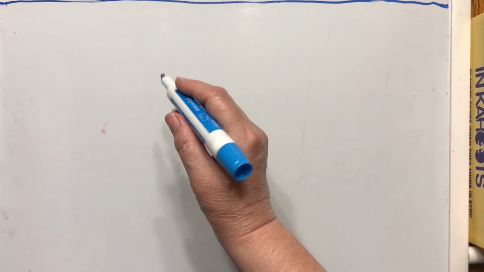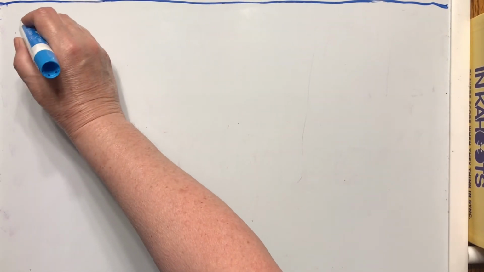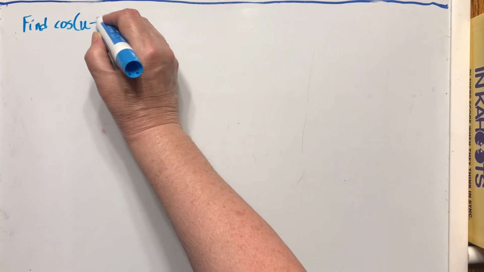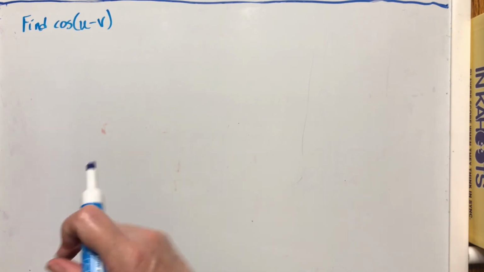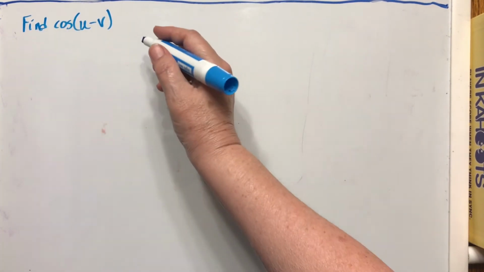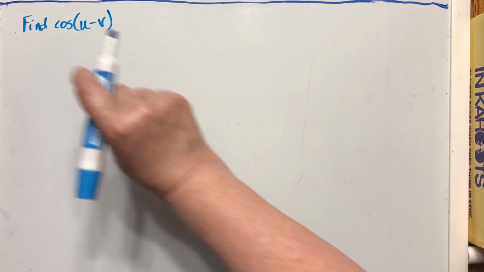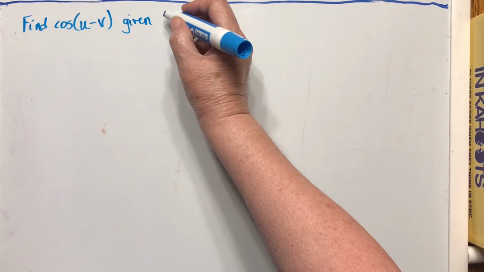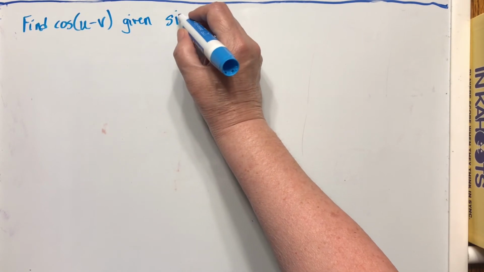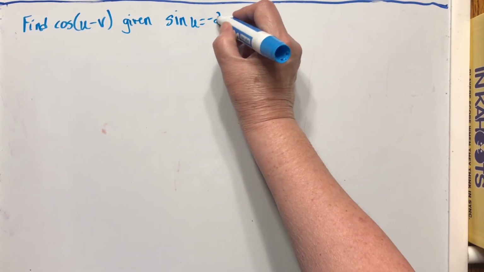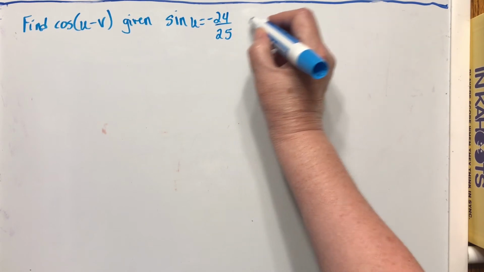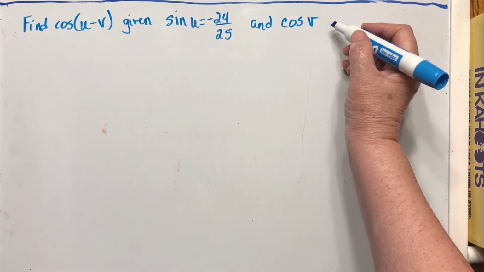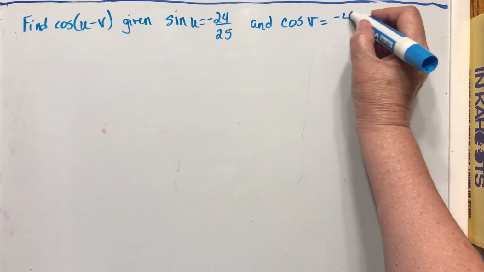Let's see. Let's find the cosine of u minus v. My handwriting is not as pretty as it is when I'm writing on the big board, sorry. Let's find the cosine of u minus v, given that the sine of u equals negative 24 over 25. And the cosine of v is negative 4 over 5.